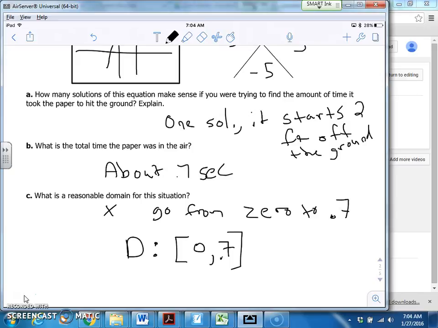So if x goes from 0 to 0.7, we put that in the bracket like this, and that's our domain. The reason that's our domain is because that's the amount of time that the paper wad is traveling, and if it is not traveling through the air, then it doesn't match the equation we graphed. If you need to pause, go ahead and pause now. I'm going to move on.